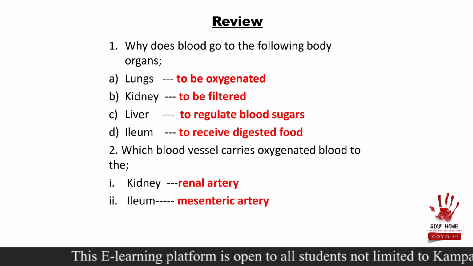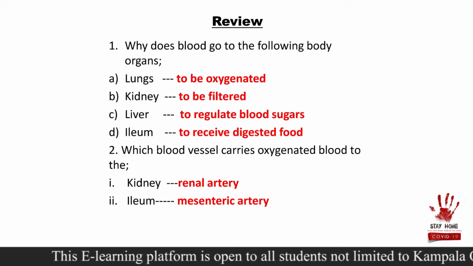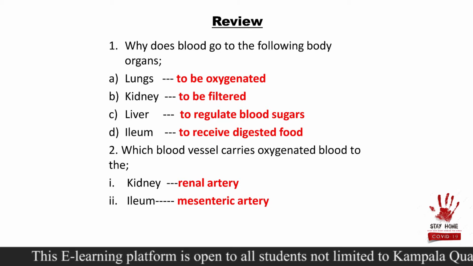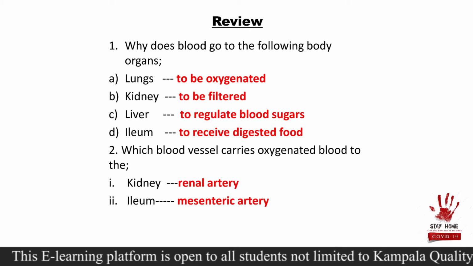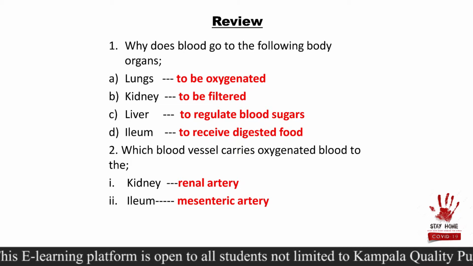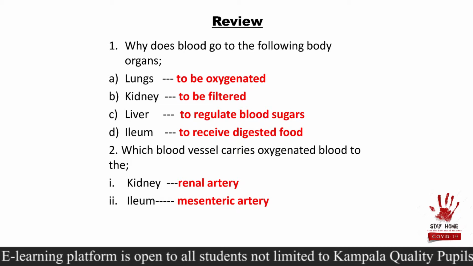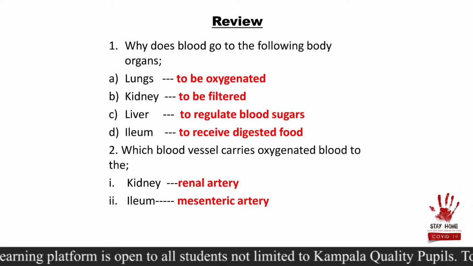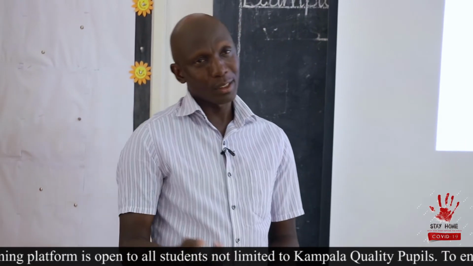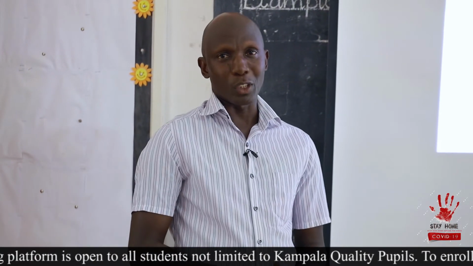Then question number 2, which blood vessel carries oxygenated blood to the following organs? The kidney, we said that's the renal artery. The ileum, that's the mesenteric artery. So check whether you passed all the numbers. If you failed some numbers, you can write a correction for that one.